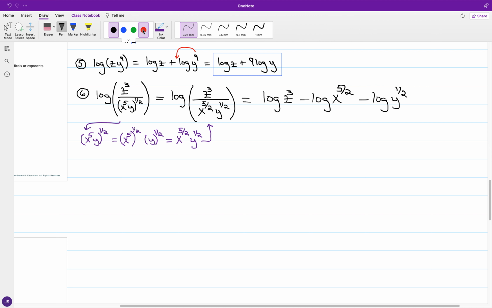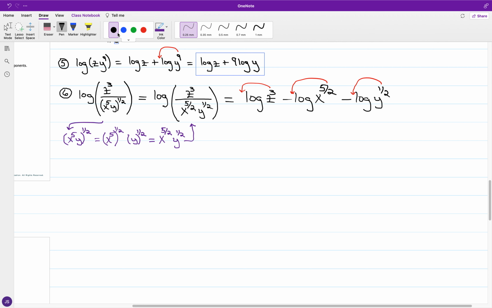And we have in the follow through, for the powers we have, we can rewrite as coefficients. And so for the final answer, we have 3 times the base 10 logarithm of z, minus 5/2 times the base 10 logarithm of x, and we have minus 1/2 of the base 10 logarithm of y.